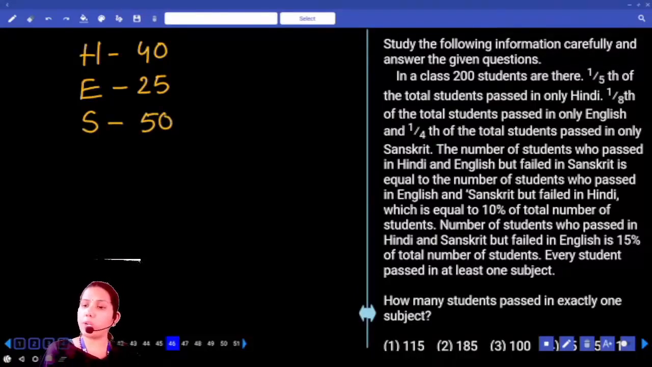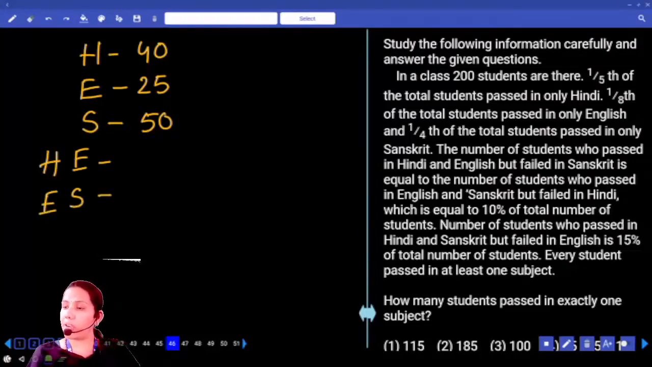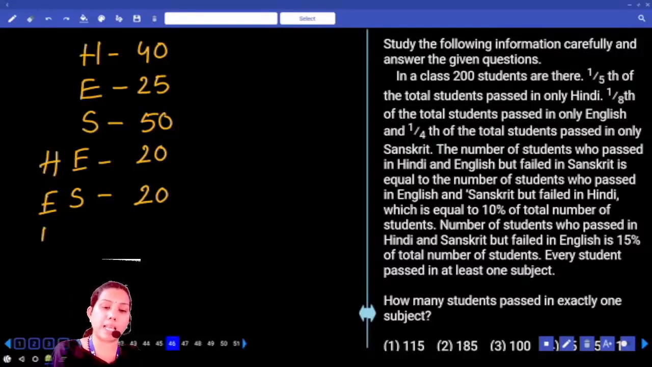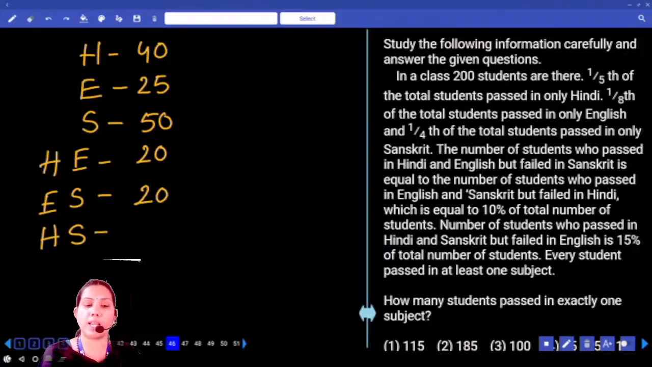Next, the number of students who passed in Hindi and English together but failed in Sanskrit is equal to the number of students who passed in English and Sanskrit together but failed in Hindi, which is equal to 10% of the total number of students. What is 10%? 20. English and Sanskrit 20, Hindi and English also 20. And the number of students who passed in Hindi and Sanskrit is 15%. What is 15% of 200? 30. Every student passed in at least one subject, so the remaining students passed in all three subjects.